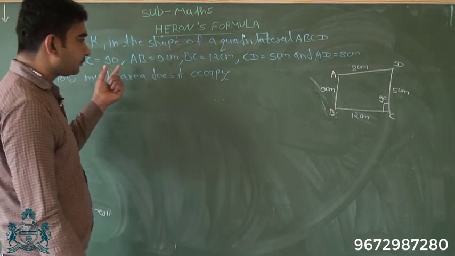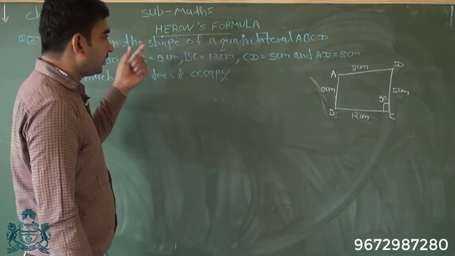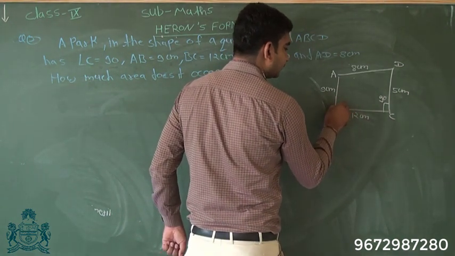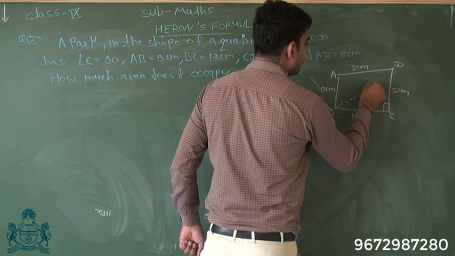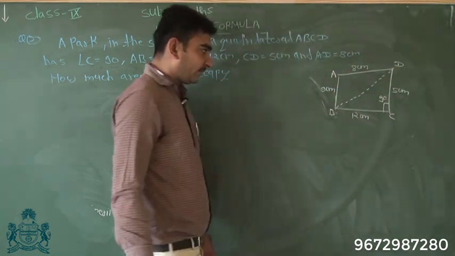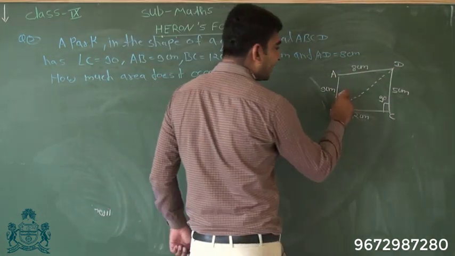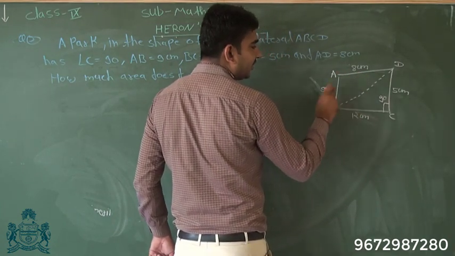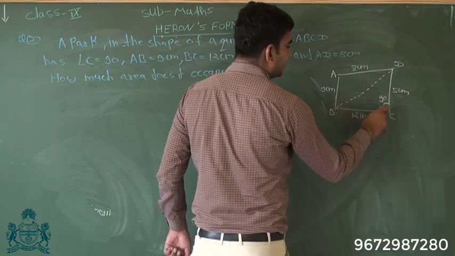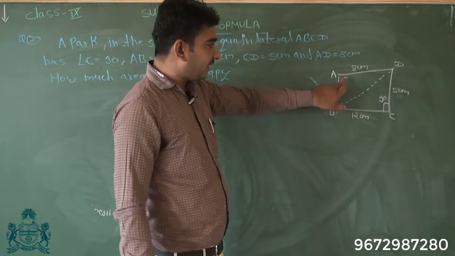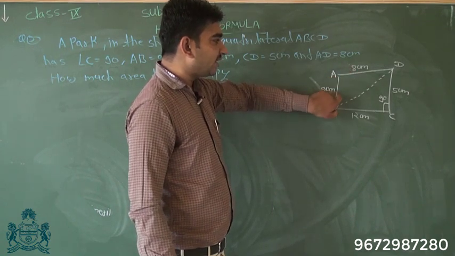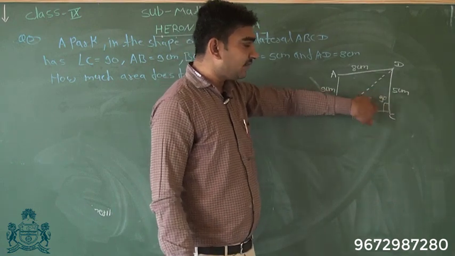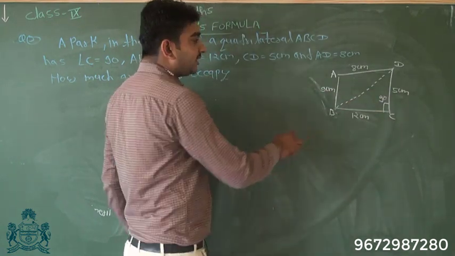Then find the area of quadrilateral ABCD. Join BD. Then the area of quadrilateral ABCD equals the area of ABD plus the area of BCD. But for the area of ABD, two sides are given and BD is not given. BCD is a right angle triangle.